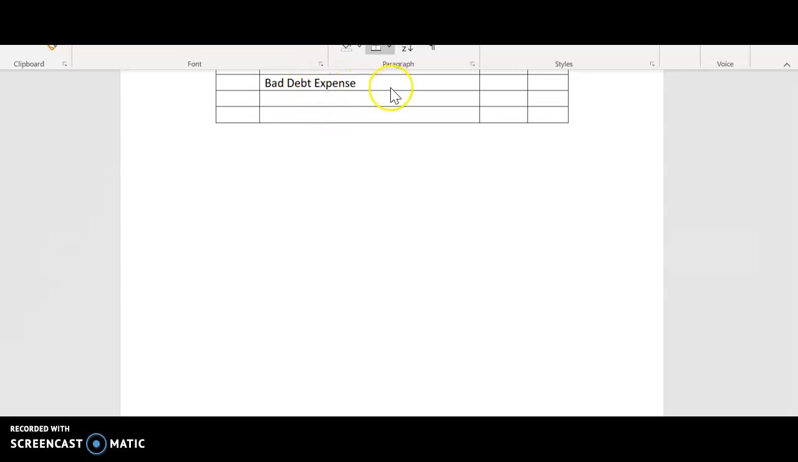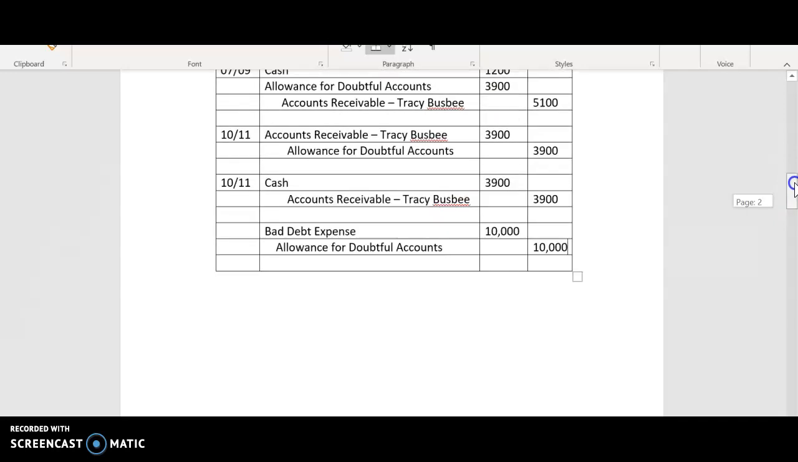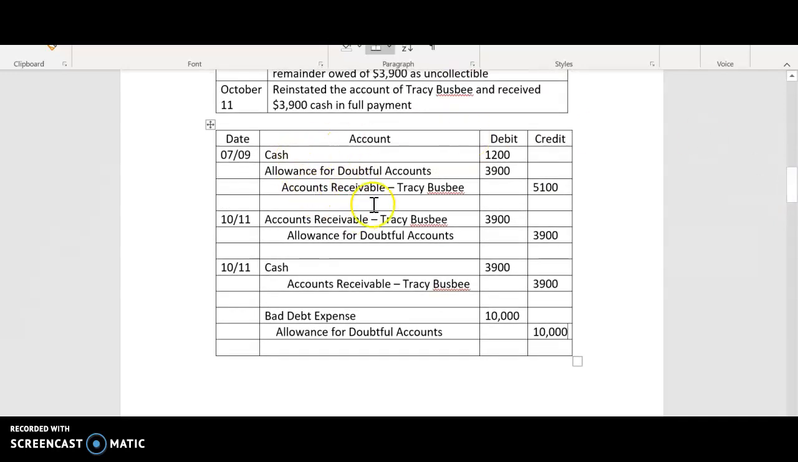We would have used either the percentage of sales method or the analysis of receivable method. We would debit bad debt expense for some large number, let's say $10,000, and we would have set a credit to allowance for doubtful accounts for $10,000, and this would have been our adjusting journal entry. And then this would be used throughout the year to write off actual accounts. So when we found out that Tracy Busby wasn't going to pay during the year, instead of hitting our bad debt expense account, again, we won't because we've already done that at the beginning of the year.